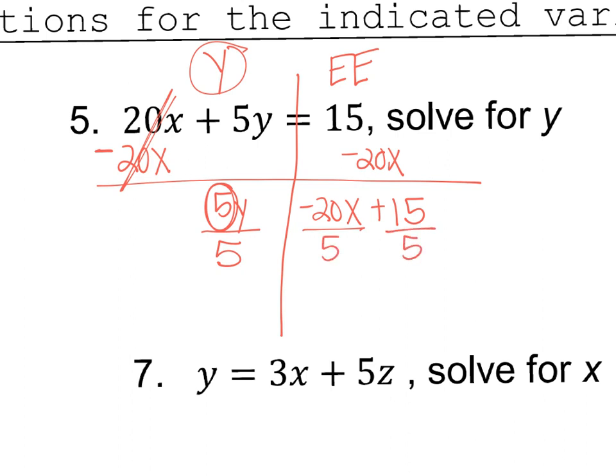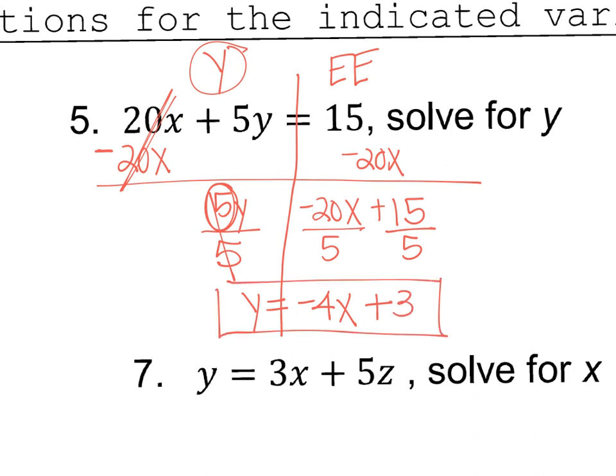Well, if I have 5 on top and bottom, he's gone. I'm left with y equals negative 20 divided by 5 is negative 4. His last name stays the same. He's still got a last name of X. Plus 15 divided by 5 is 3. So y equals negative 4x plus 3. That's solving for y. If they said solve for x, we could definitely solve for x too.